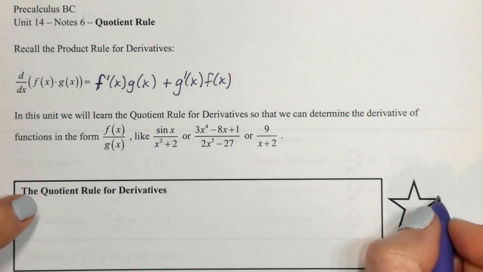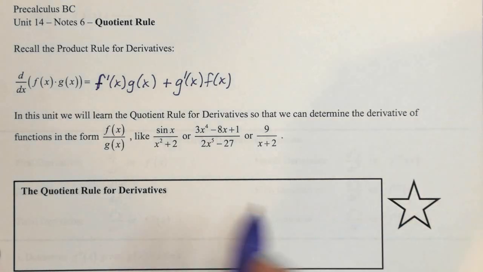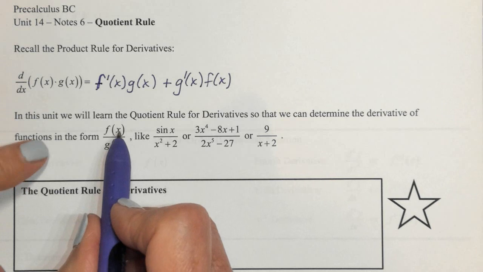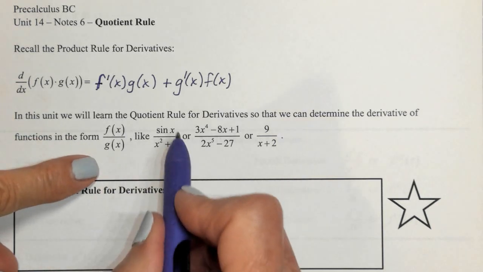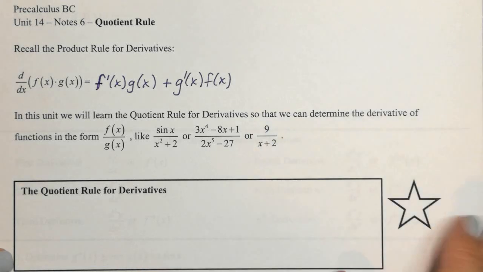Okay? In this unit, we're going to learn the quotient rule for derivatives so that we can determine the derivative of functions in the form of f over g, like sine x over x squared plus 2, or this or that. Quotient rule for derivatives.